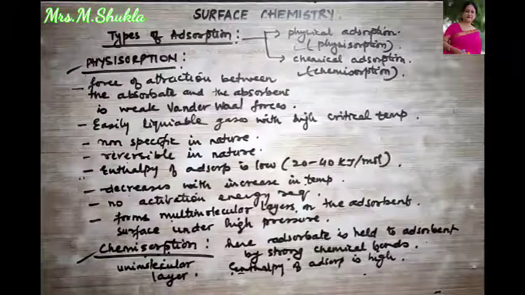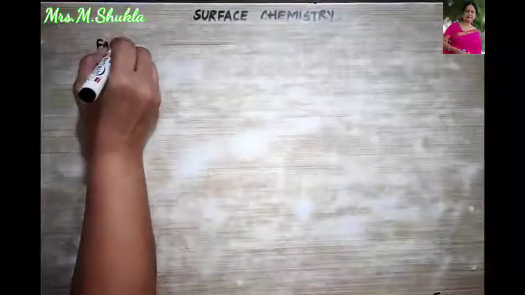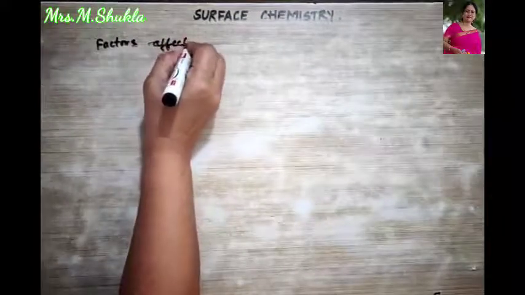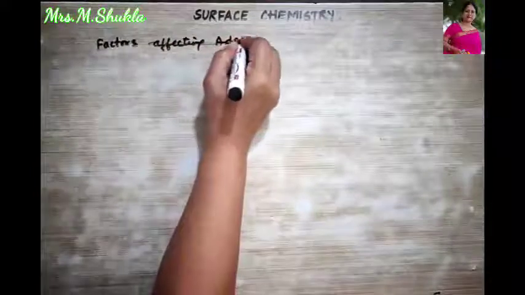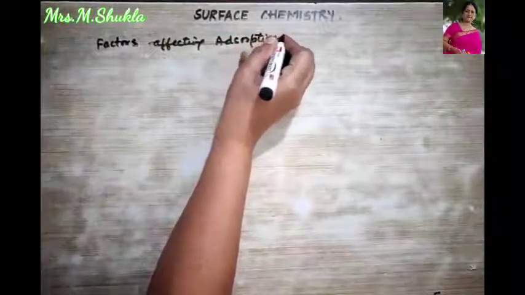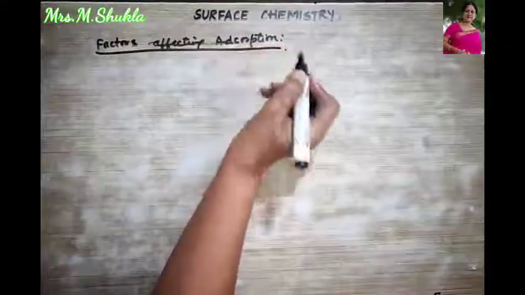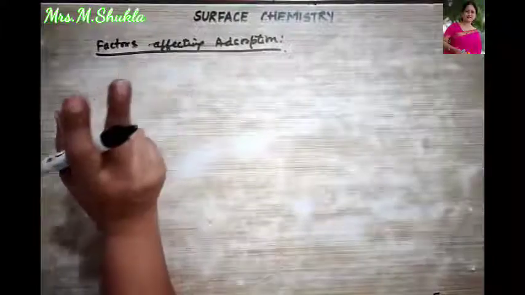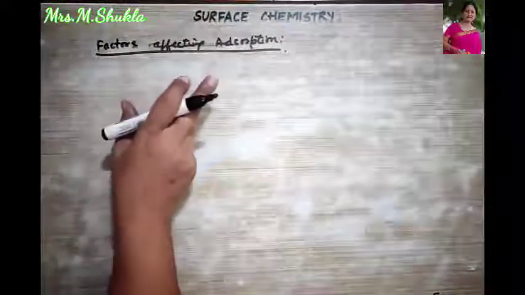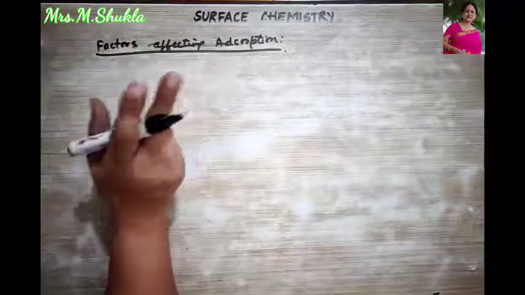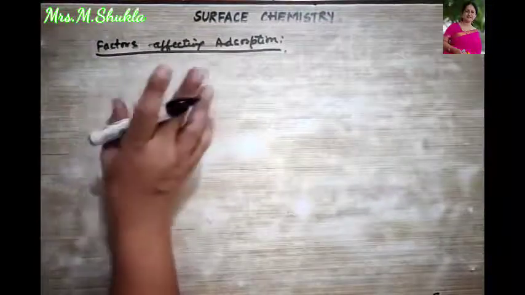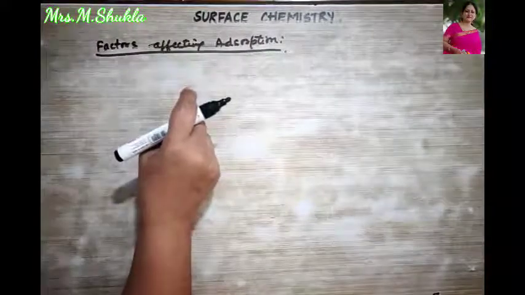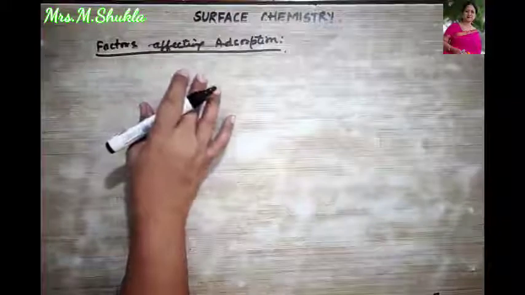Next we come to factors that affect adsorption. Okay, but before I begin with the factors that affect adsorption, I would like to say that both the types of adsorption, that is physisorption and chemisorption, they both increase with the increase in the surface area of the adsorbent. This is a common point between both the types of adsorption. Clear? Now we shall move to the factors affecting adsorption.